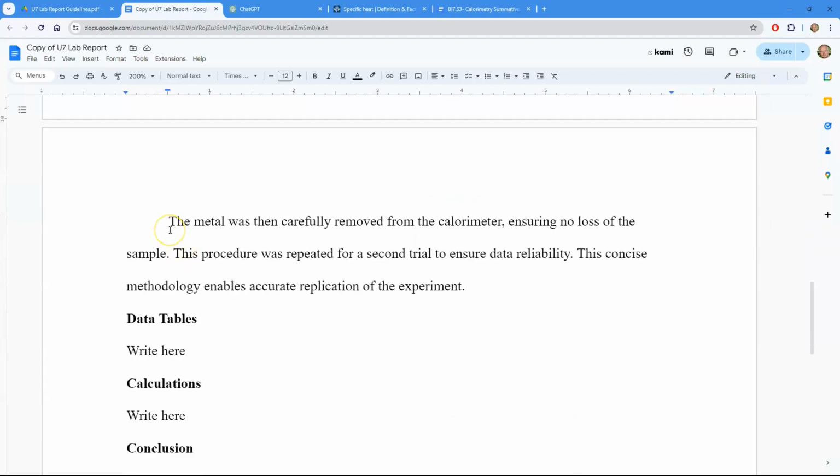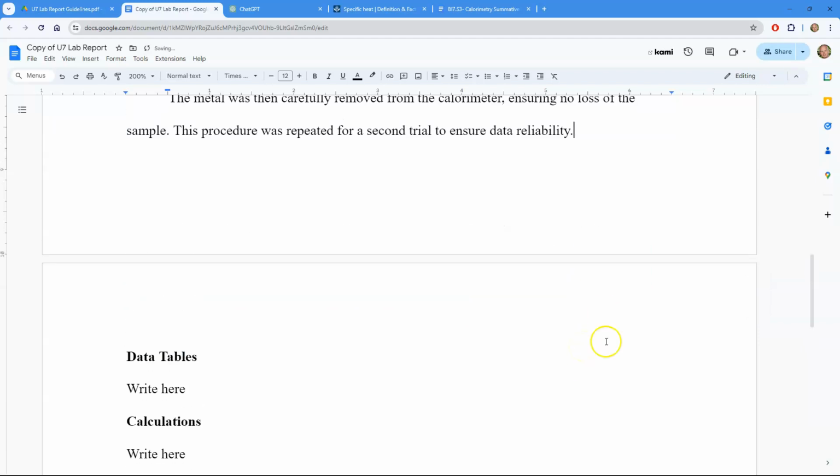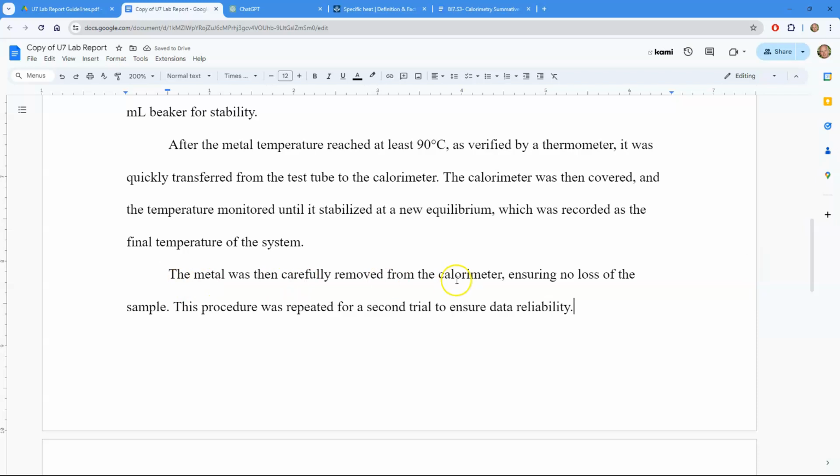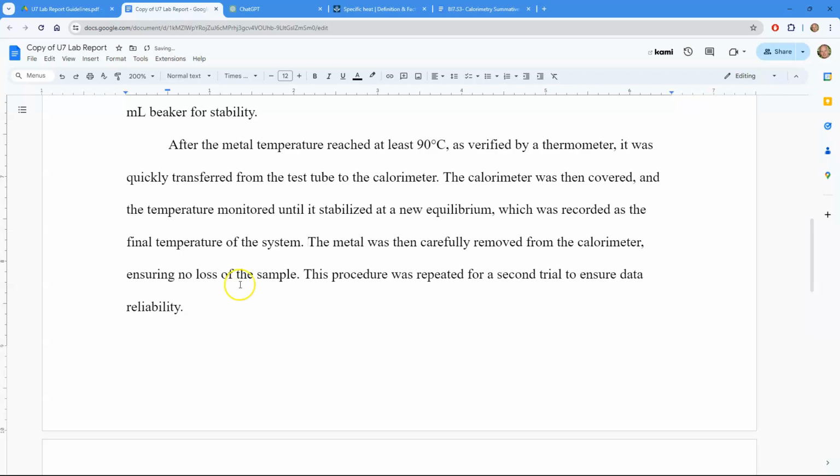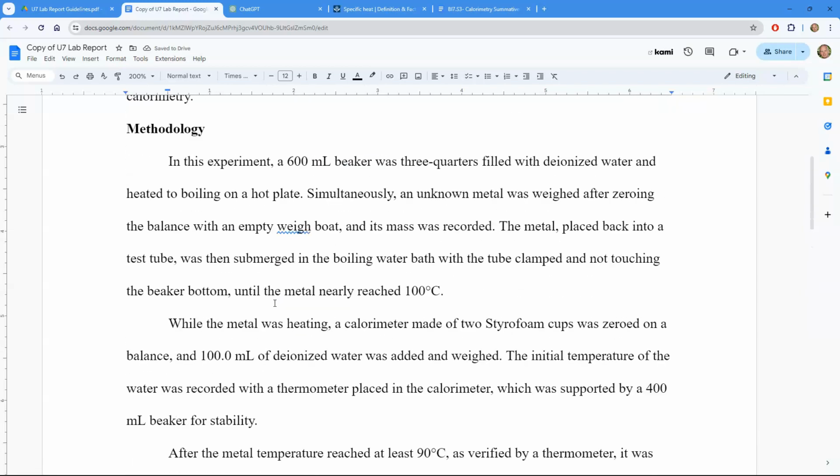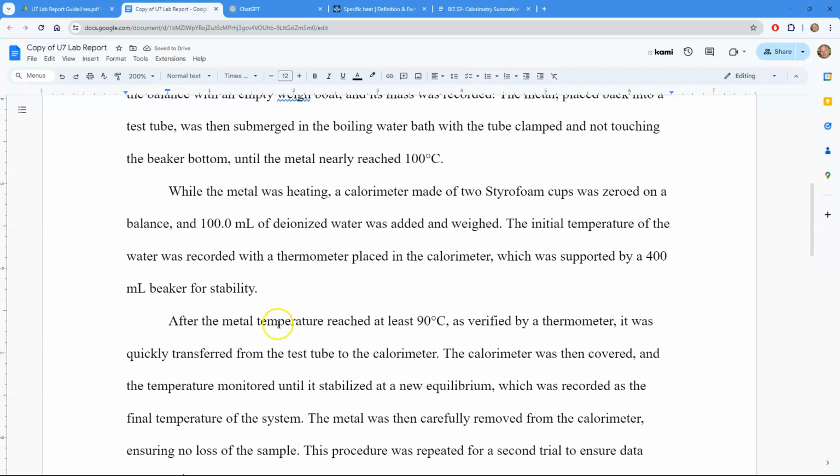Last paragraph. The metal was then carefully removed from the calorimeter, ensuring no loss of the sample. This procedure was repeated for a second trial to ensure data reliability. This concise methodology enables accurate replication of the experiment. So this last sentence right here is unnecessary. I'm going to go ahead and delete that. All right, and then also, if you notice, this last paragraph is kind of short. It's only 2 sentences. So I'm going to go ahead and include that in my previous paragraph. Okay, so perfect. So 3 concise paragraphs.